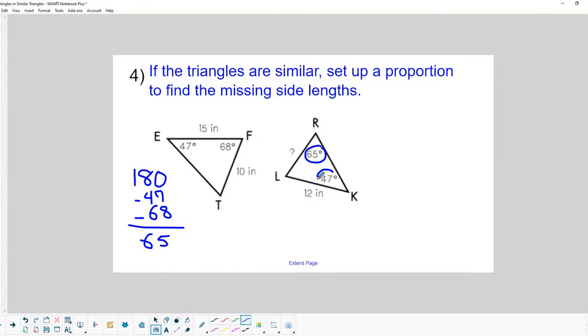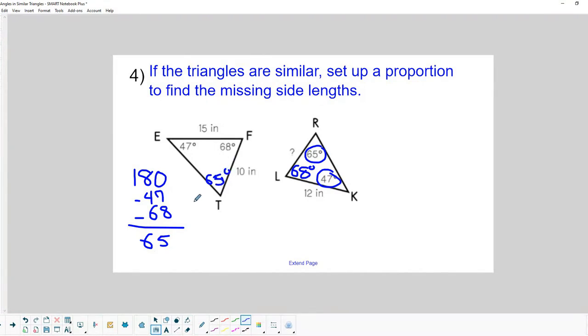And we already have a 47, so that means this last angle right here on this triangle is going to also be 68 degrees, right? 47, 68, and this is 65. Okay, so we've verified that the angles are the same.